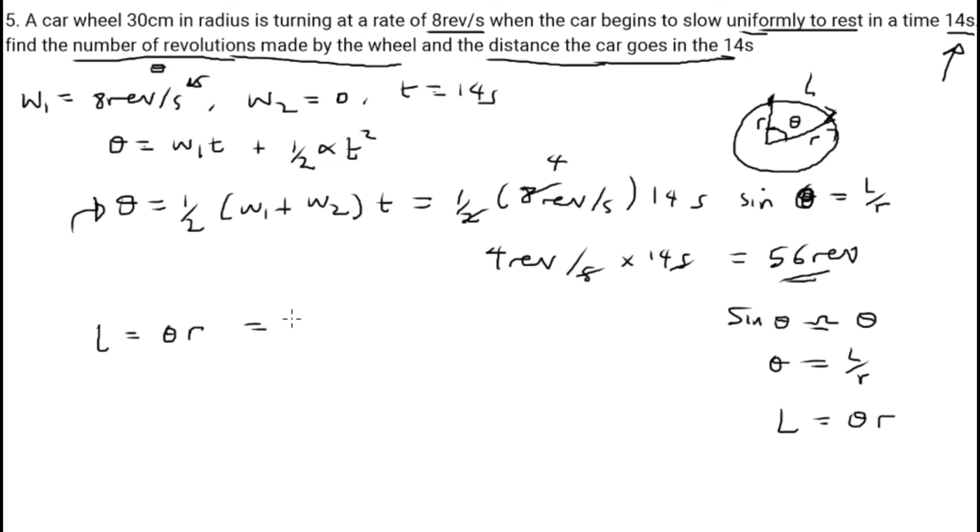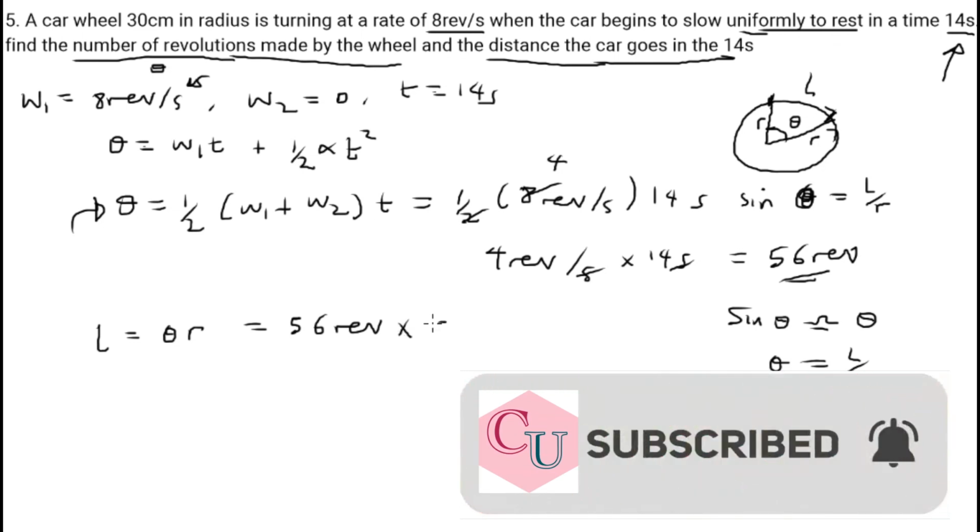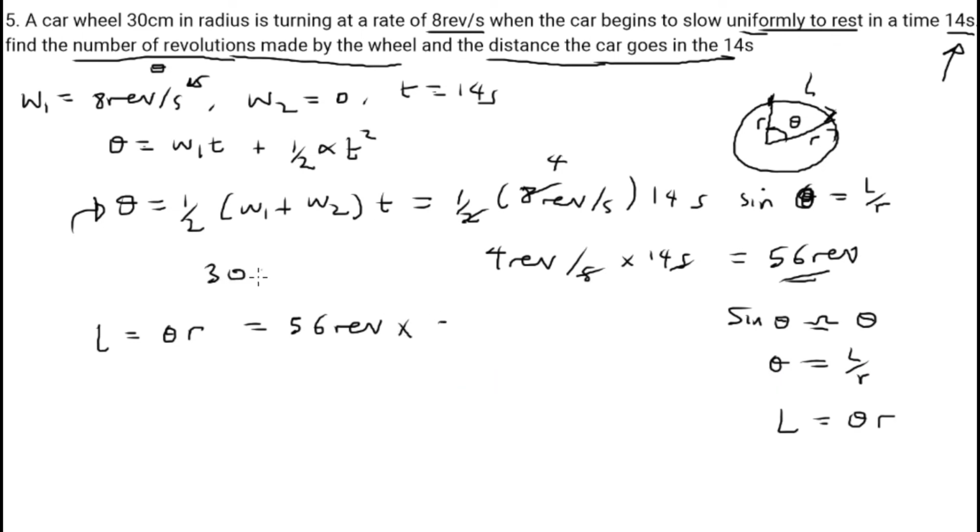Now we have found the number of revolution, which is theta. We got that as 56 revolution. If we multiply that by the radius, which is 30 centimeter, I'll have 56 multiplied by 30. That's supposed to be 1680 revolution centimeter.